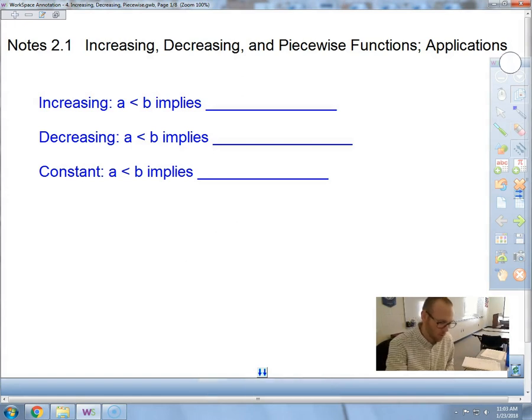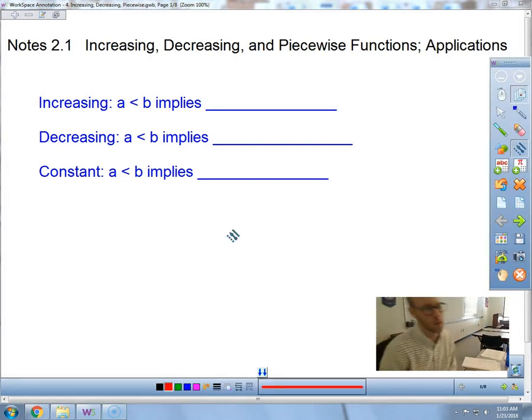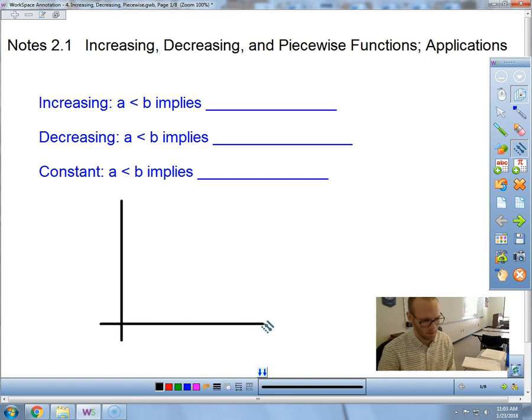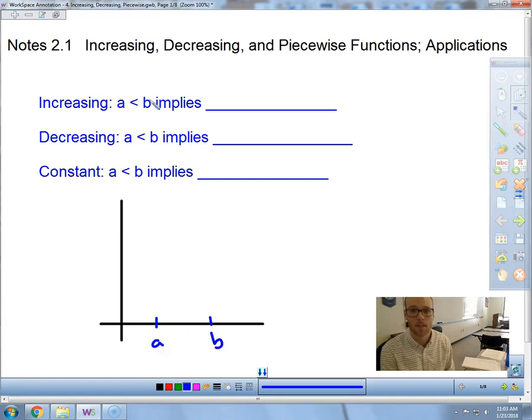So, what does it mean for a function to be increasing or decreasing? Well, I've got increasing, decreasing, constant over here, and I have a and b. And in each of these cases, I'm saying if a is less than b. Now, those are x values, so we need to get visual here. So let's say that this is a and this is b. A is less than b. Do you agree with that? A is to the left of b on the x-axis, so a is less than b.